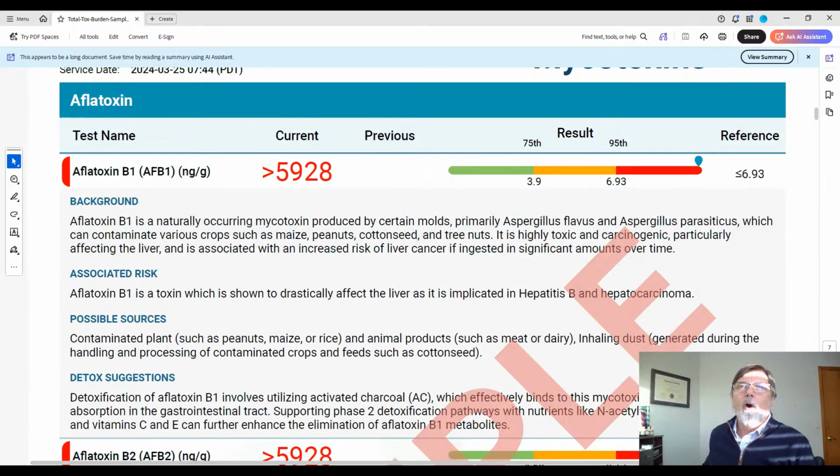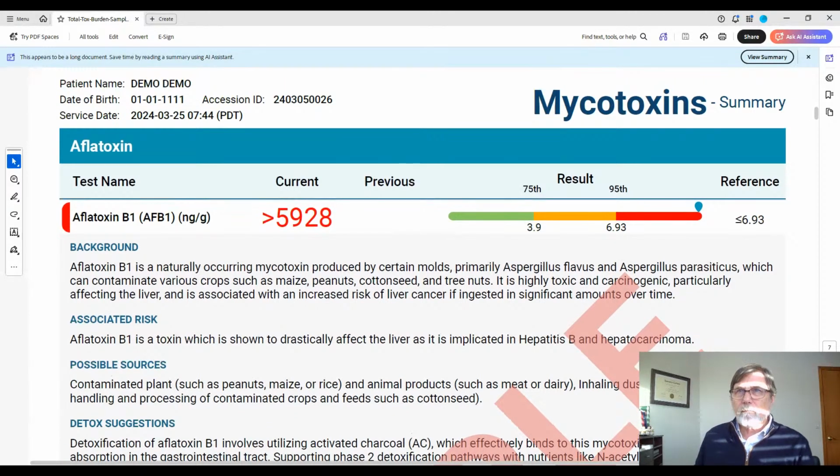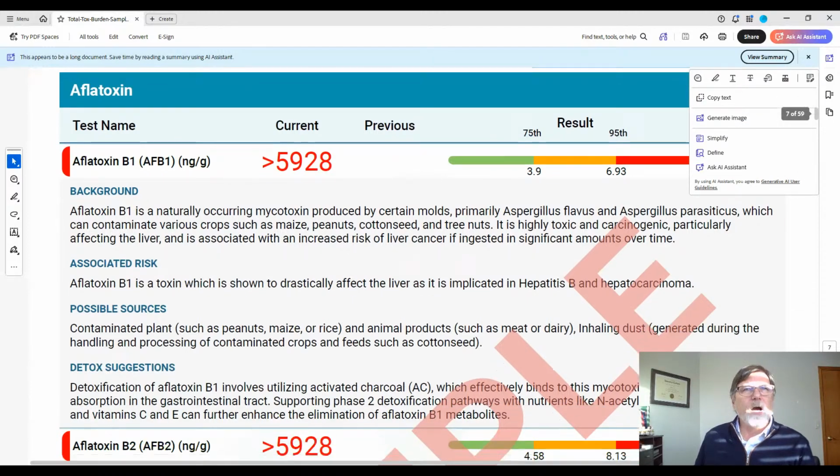So we're not going to go through all of these. But it'll tell you about the background. So this aflatoxin happens to be a mycotoxin, a mold toxin. So it talks about what it is, possible sources: contaminated peanuts, maize, or rice, and animal products such as meat or dairy. Inhalation of dust, generally during handling and processing of contaminated crops.